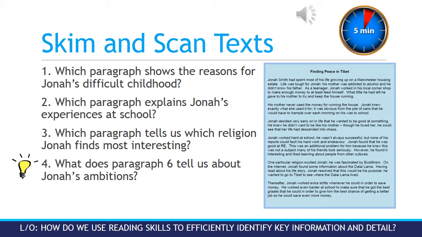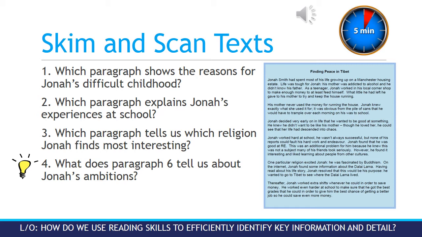Now I'm going to go through and look at a specific text. And I want you to find 4 pieces of information. Okay, so first of all, which paragraph shows the reasons for Jonah's difficult childhood? Number 2, which paragraph explains Jonah's experiences at school? Number 3, which paragraph tells us which religion Jonah finds most interesting? And number 4, what does paragraph 6 tell us about Jonah's ambitions?